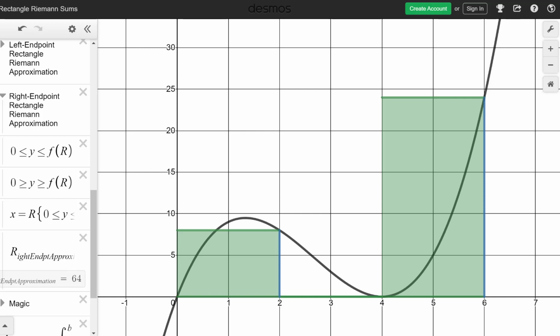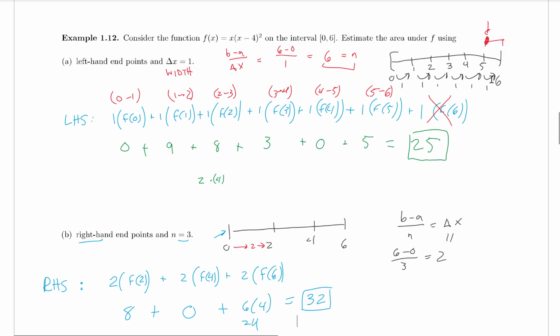Go back to our work. We did get 25. And would you look at that? We made an error here. We accidentally dropped our 2's from our calculation. So we should have multiplied this whole thing by 2 at each step. And when we do that, we get a 64 there for our final answer.